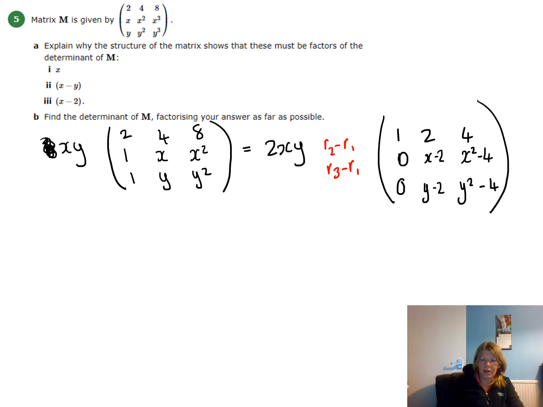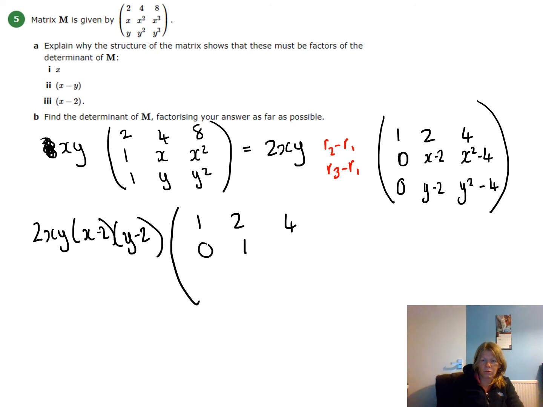Now I can pull x take 2 out as a common factor and y take 2 out as a common factor. So I've got 2xy, x take 2, y take 2. So it's not really like that example on the thing, but never mind. So we've got 1, 2, 4. I've got 0, 1, and x plus 2, because that was the difference of 2 squares, and I've got 0, 1, and y plus 2.